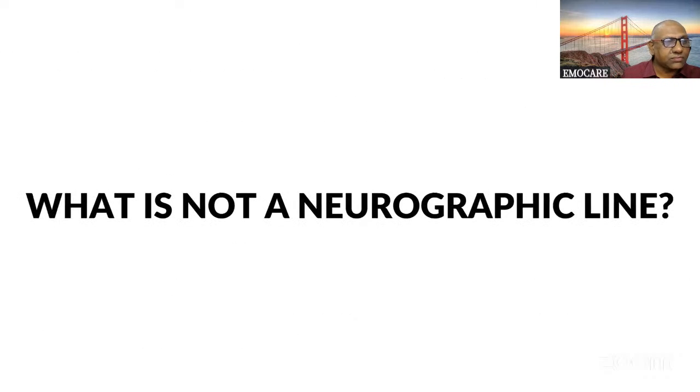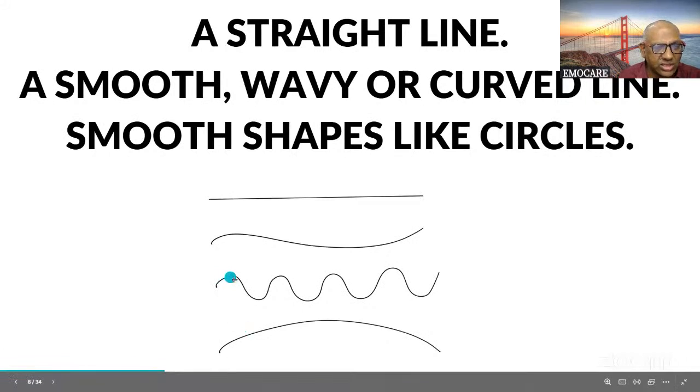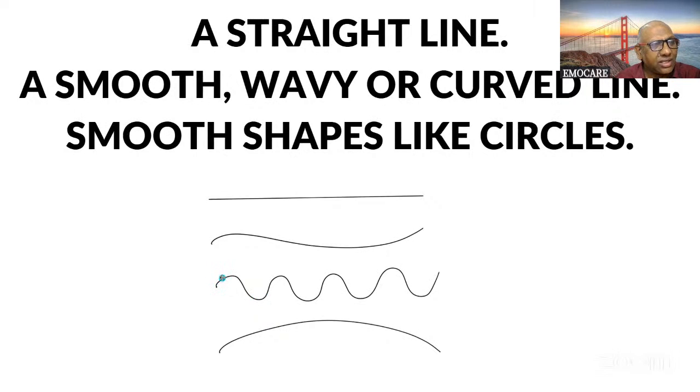What is not a neurographic line? A smooth, wavy or curved line. This is not a neurographic line because it flows for some seconds. The moment you are aware, you should have changed it, but here it is not changed. This is not a neurographic line because when you start drawing, you get awareness that it is becoming a line, and you will change it.